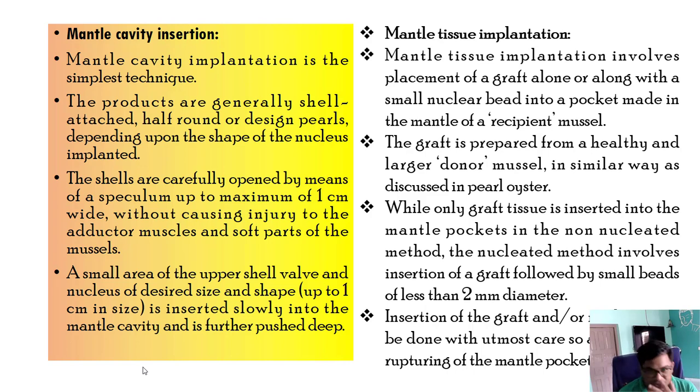Then the mantle tissue implantation. The mantle tissue implantation involves placement of graft along with a small nuclear bed in the pocket made in the mantle of a recipient mussel. So the graft is prepared from a healthy and larger donor mussel in a similar way as we have discussed for the pearl oyster. Okay, and while only graft tissue is inserted into the mantle pockets in the non-nucleated method, the nucleated method involves insertion of graft followed by a small bead of less than 2 mm diameter.